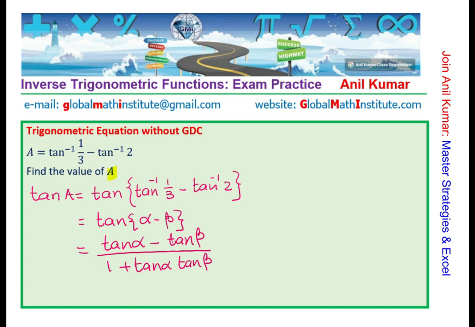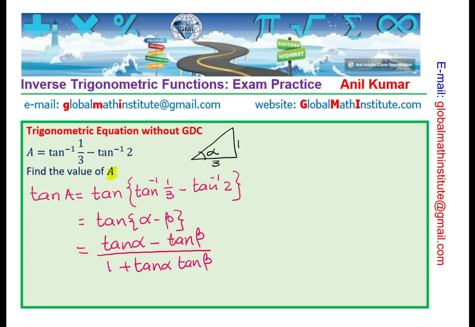So let's make the triangles. For 1 over 3, we know the opposite side should be 1 and the adjacent 3. We have the angle alpha, which is 1 over 3. Makes sense. And for tan inverse of 2, the angle beta will be like the opposite side will be 2, adjacent 1, right? And we have our angle beta. So that is how we can actually sketch the diagram.